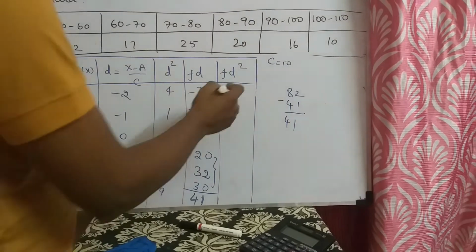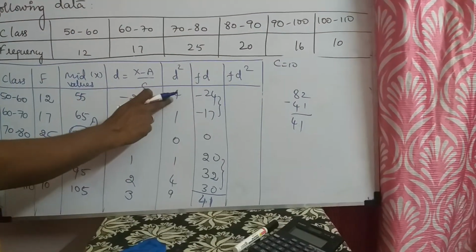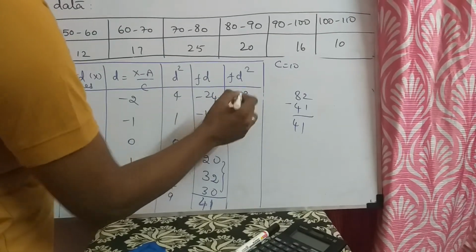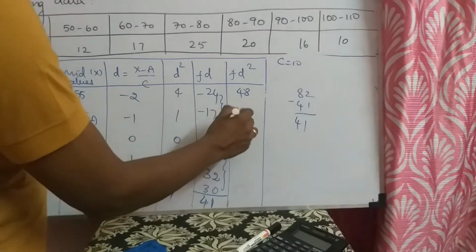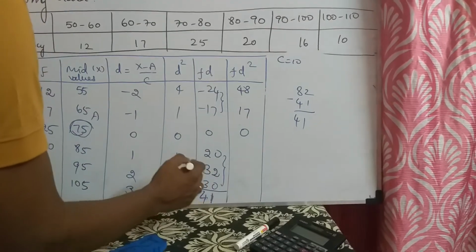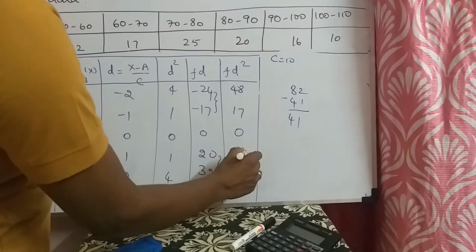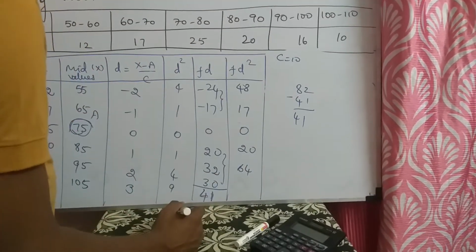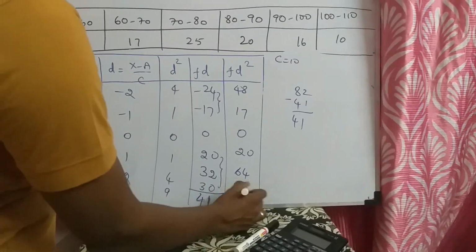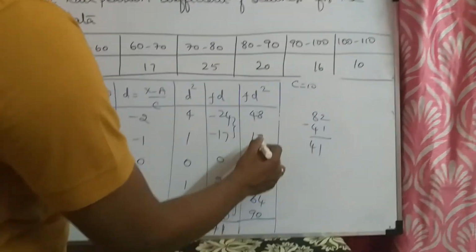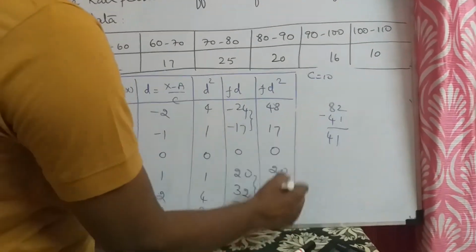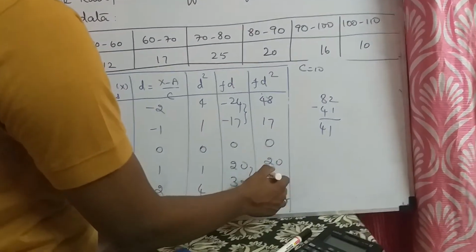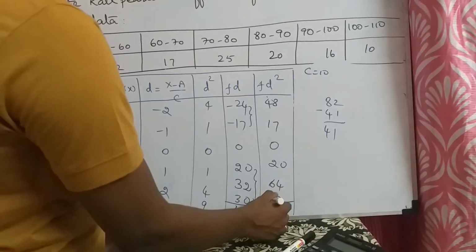Next, fd square. So d square is here, f is here. 4 into 12 is 48. Next 17 into 1 is 17. This has 0. 20 into 1 is 20. 16 into 4 is 64. 10 into 9 is 90. And the sum of this is 4, 7, 11, 11, 19, and keep 1 here, 5, 6, 8, 8, 6, 14, 20.